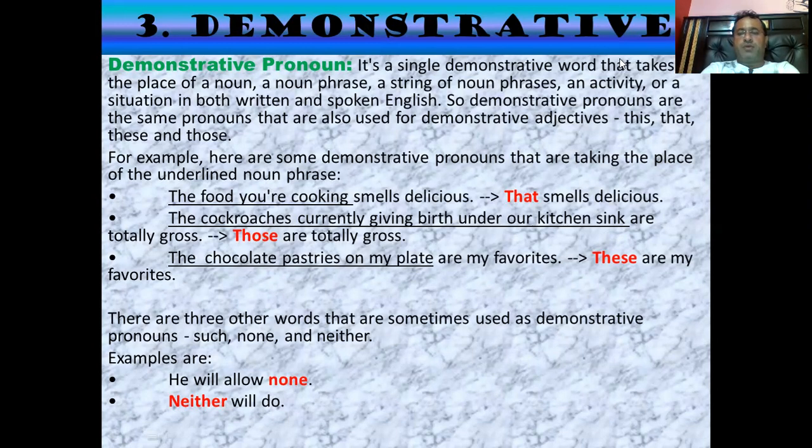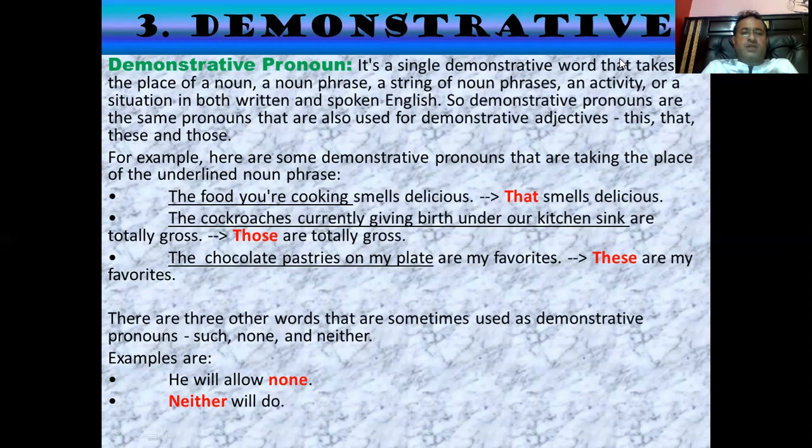The popular ones among them are this, that, these, and those. Now, for example, here are some demonstrative pronouns that are taking the place of the underlined noun phrase. The food you are cooking smells delicious. So the demonstrative pronoun for the underlined noun phrase is that. That smells delicious. So that is referring to the food you are cooking.